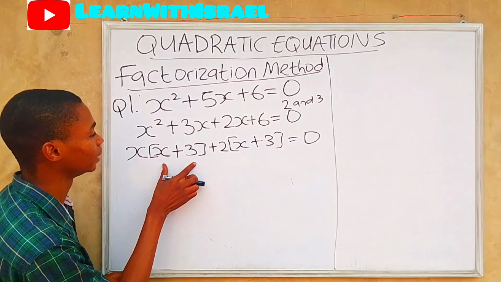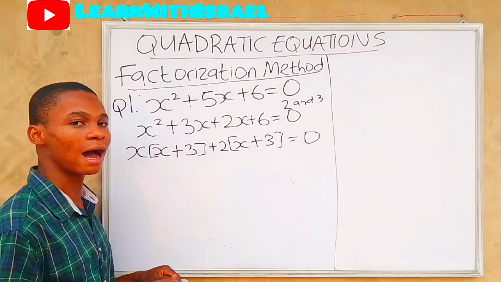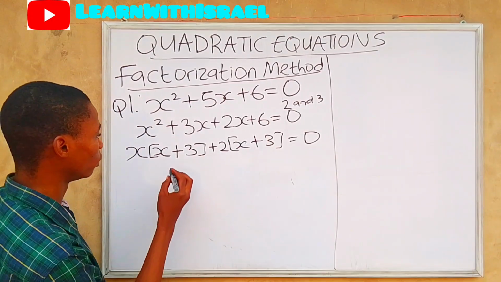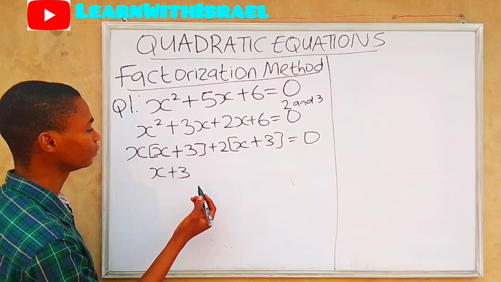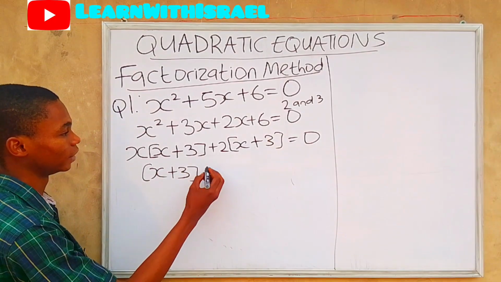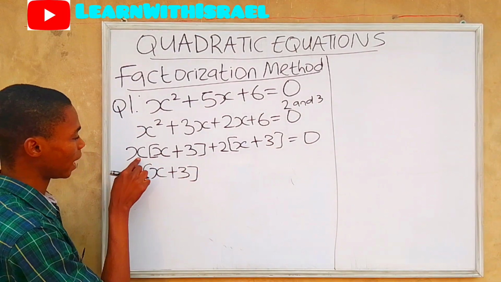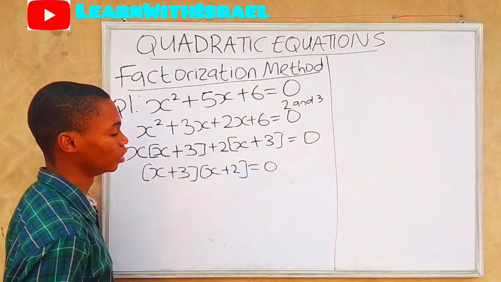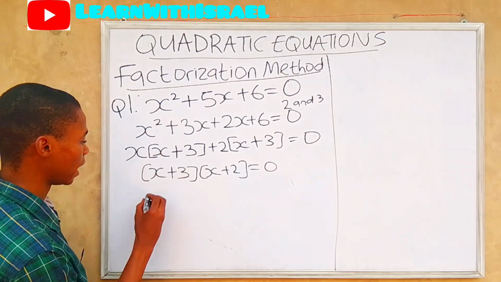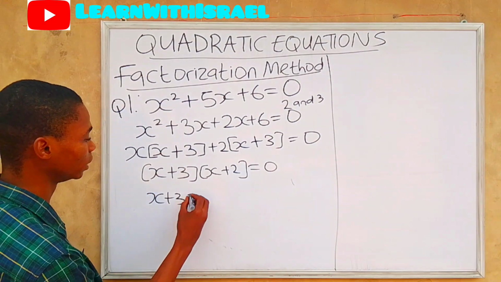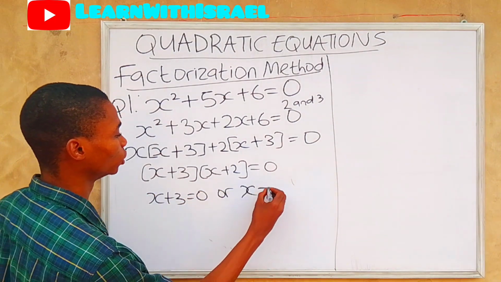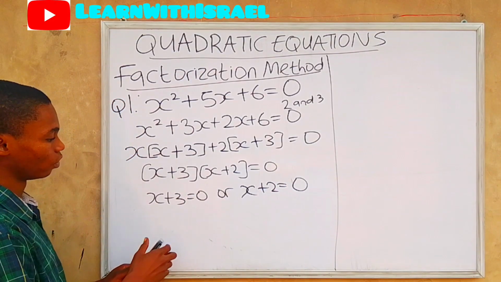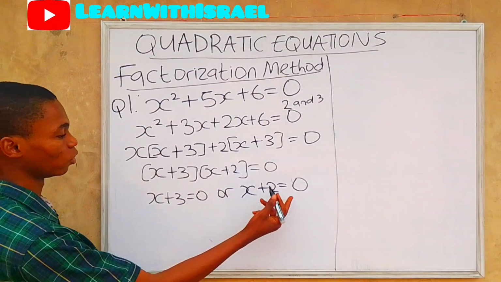So you can see we have x plus 3 and we also have x plus 3 here, which means I am correct. So we now pick one of the two values. We are going to pick x plus 3, open bracket, close bracket, x plus 2, equals 0. So let's break it. x plus 3 equals 0, or x plus 2 equals 0. Is that clear? So x plus 3 equals 0 or x plus 2 equals 0.